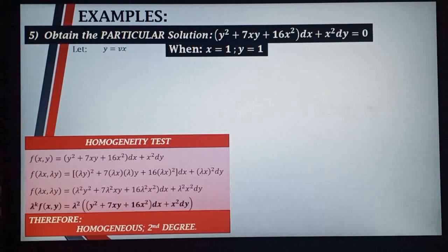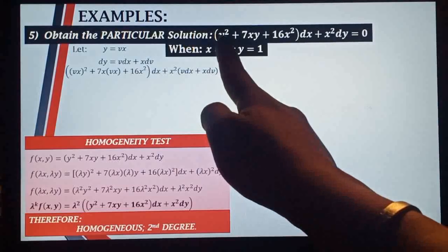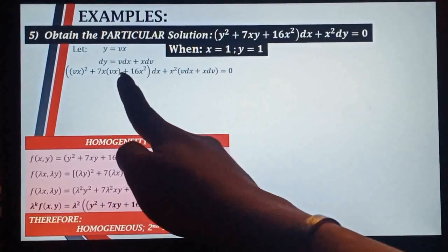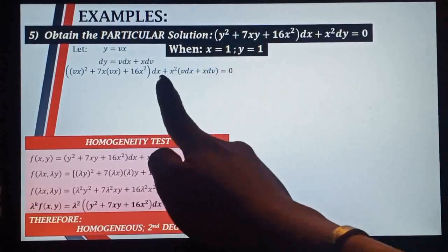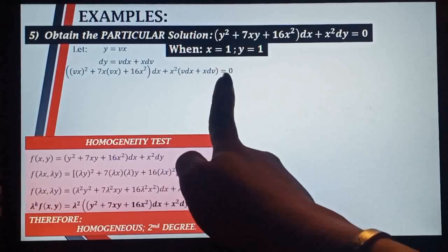or rather y, equals vx, your dy equals v dx plus x dv. So papalitan na natin lahat ng y and the dy. So you will now have vx squared plus 7x multiplied to vx plus 16x squared dx plus x squared, then the dy is v dx plus x dv equated to 0.